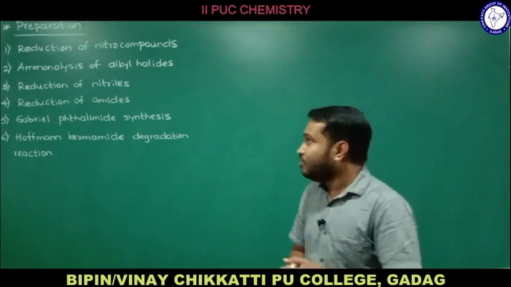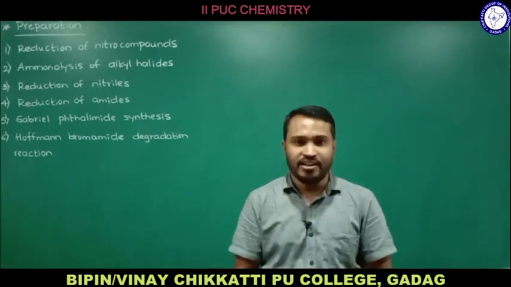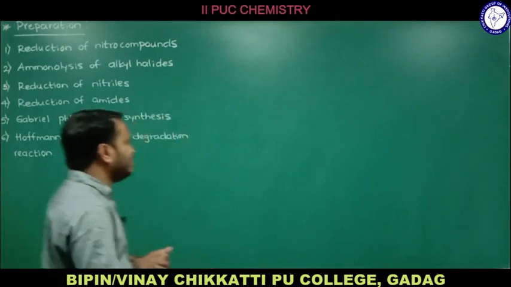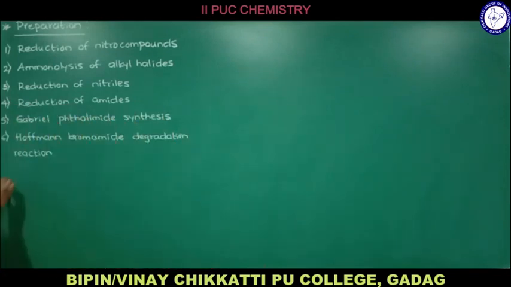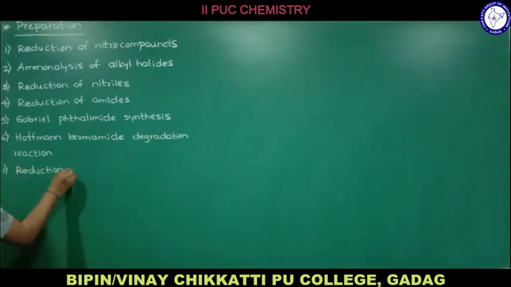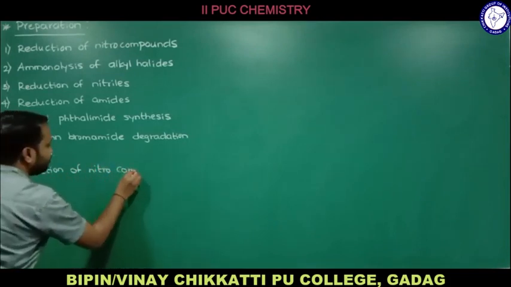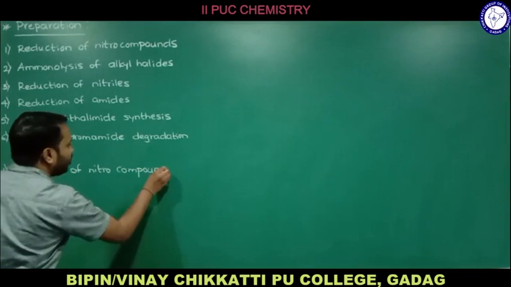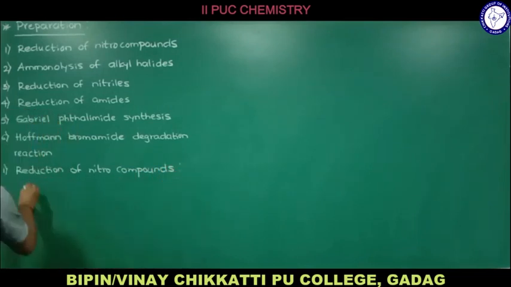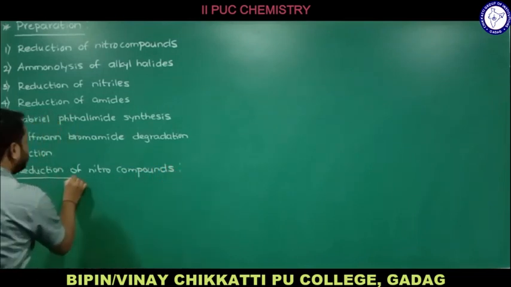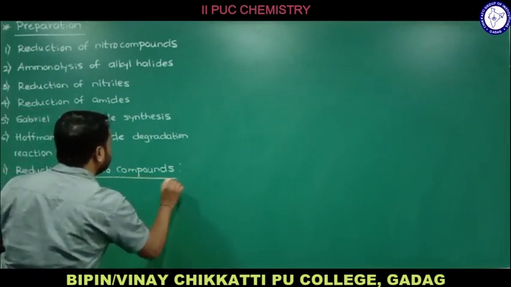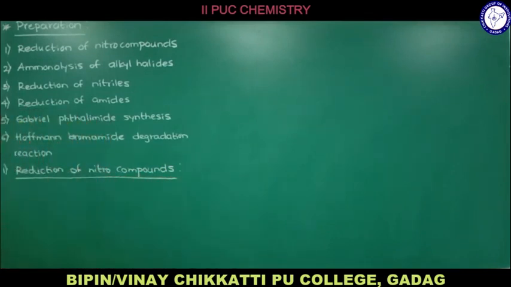6 different methods of preparation of amines we have. We'll discuss one by one how we can prepare amines by these 6 different methods. I am moving with the first one, and the first one is reduction of nitro compounds. So as the name indicates, we are supposed to perform reduction so that we are going to get respective amines. Let me consider an example.